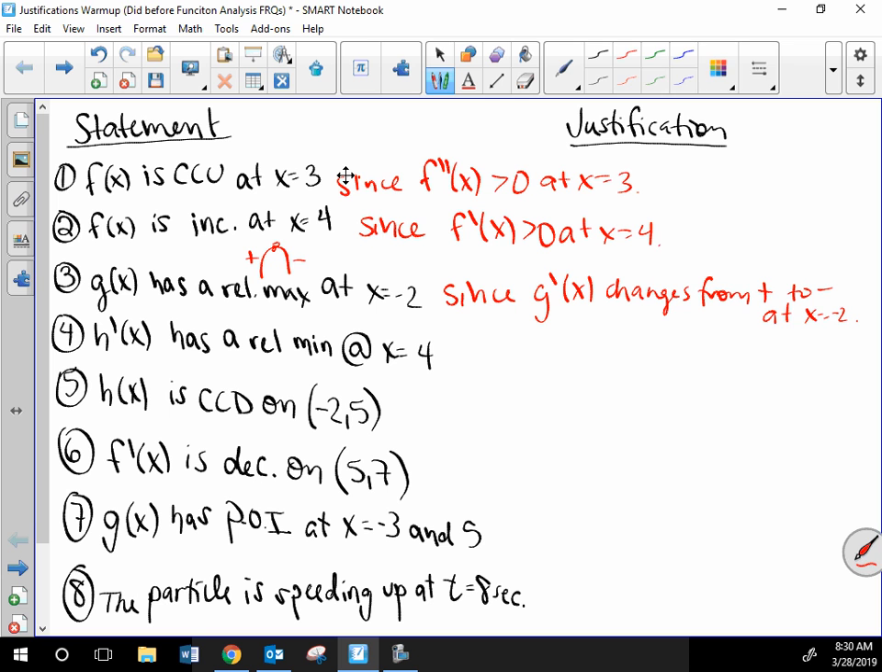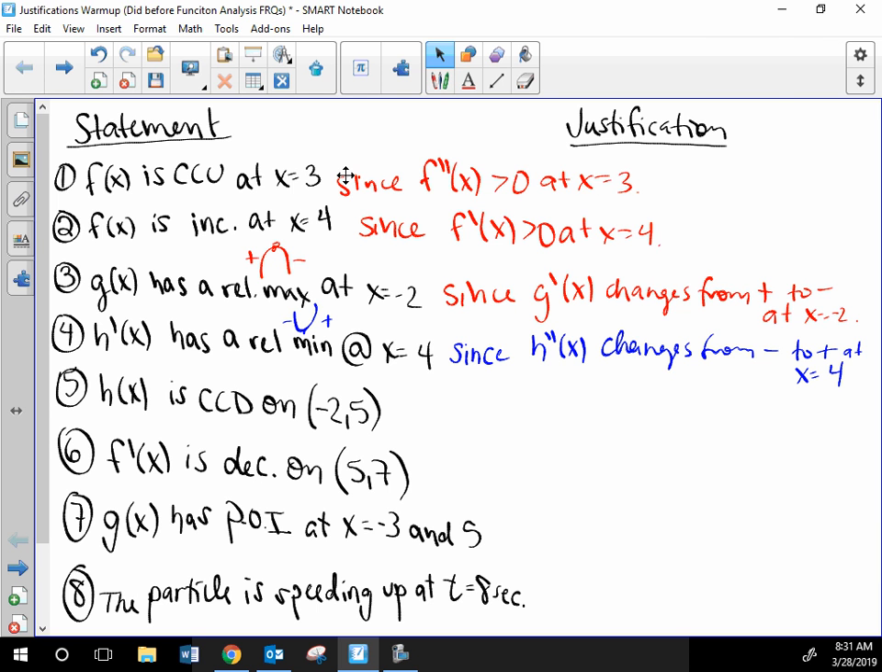So number 4, h prime of x has a relative min at x equal to 4. So relative min, negative to positive. Make sure you are using the proper function here. So if h prime has my relative min, which function am I using for my justification? Good. The derivative of that, which is h double prime of x, has a relative min since h double prime of x changes signs, or changes from negative to positive at x equal to 4. Good.